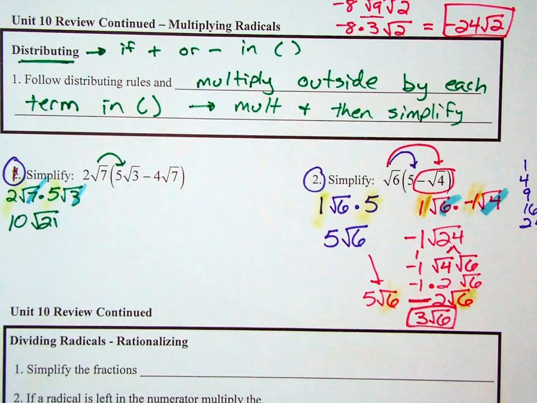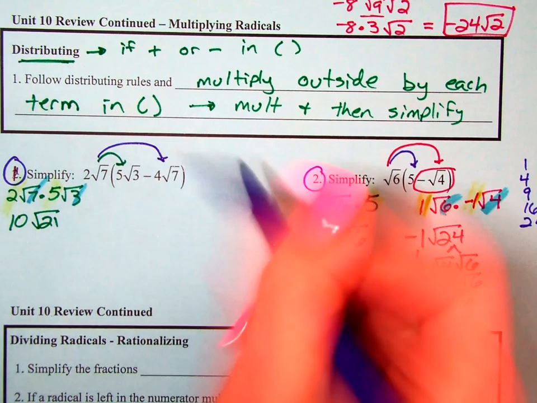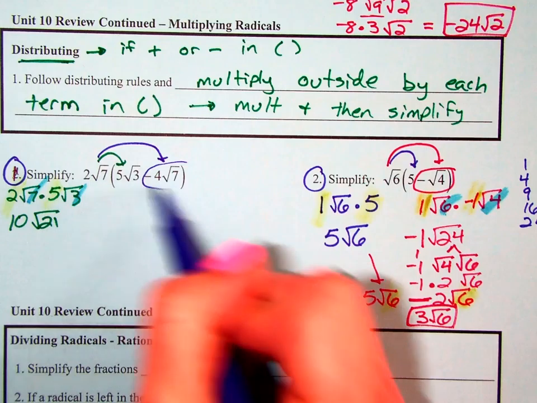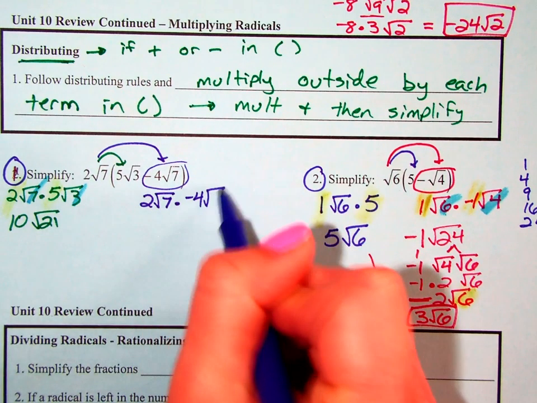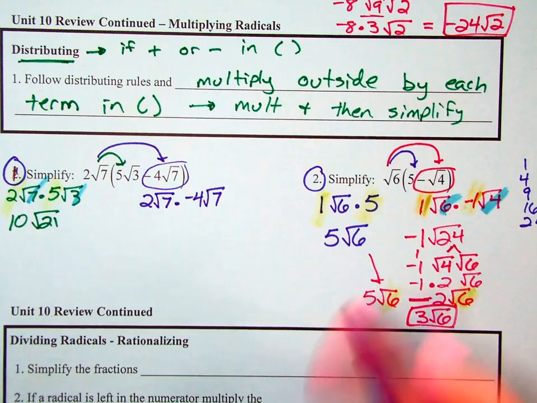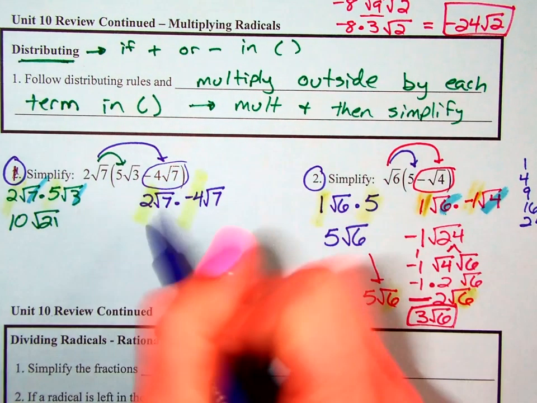Then I need to go ahead and do the next one. So now I'm going to do 2 square root of 7 times not just 4 square root of 7, but negative 4. So 2 square root of 7 times negative 4 square root of 7. All right, so we again multiply our outside numbers, and we would get negative 8.